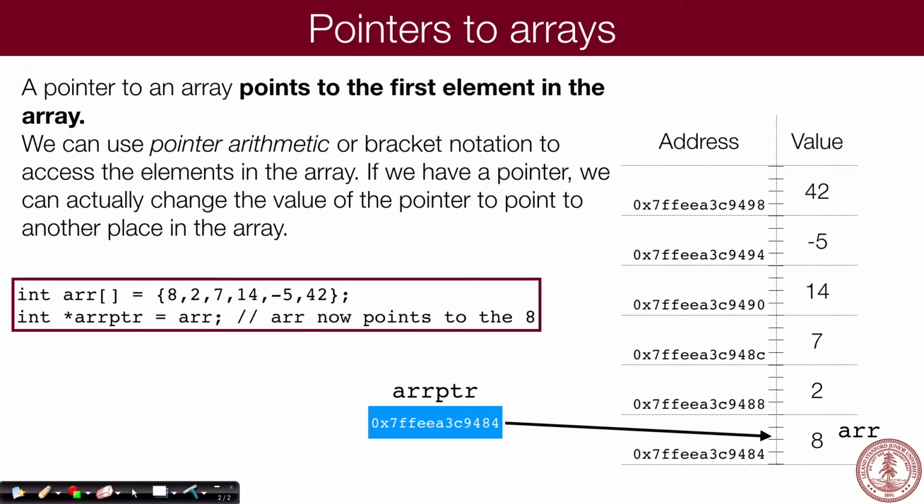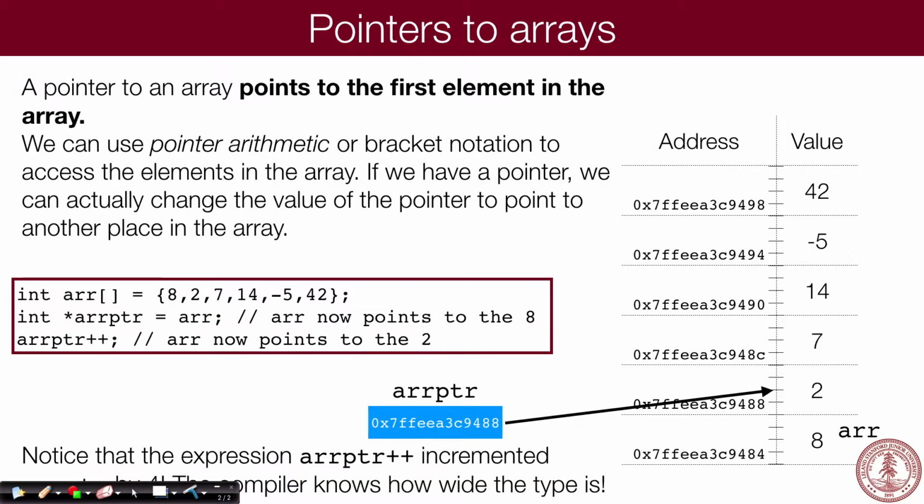A pointer to an array points to the first element. I've kind of gone over this 100 times already, right? A pointer to an array points to the first element. Okay, you can use pointer arithmetic or bracket notation. Okay, and then you can change the value of the pointer if you have an actual pointer. Now let's see what this actually means here.